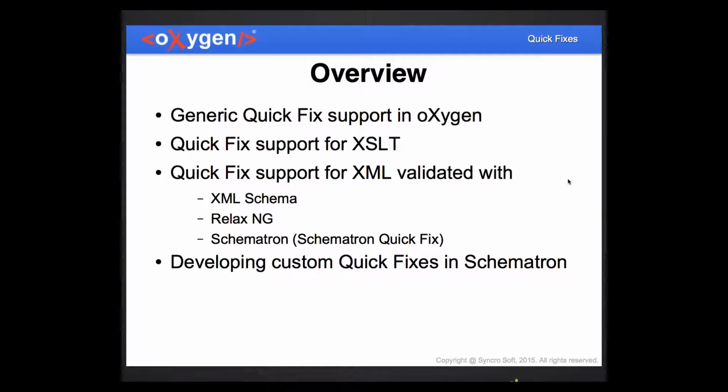And then we met at XML Prague, and we stayed together during lunch, and we discussed this, and it was an interesting idea, but we didn't have too much functionality in oXygen to be able to provide that. So then we started to implement quick fixes as a generic functionality and provide them for XSLT. That was the first language that we provided quick fixes for, and then we extended that to XML validated with XML schema and relax-ng, and finally also to Schematron quick fixes.